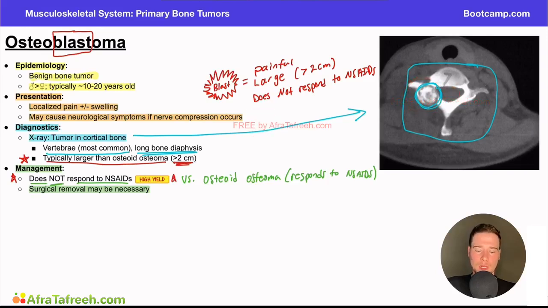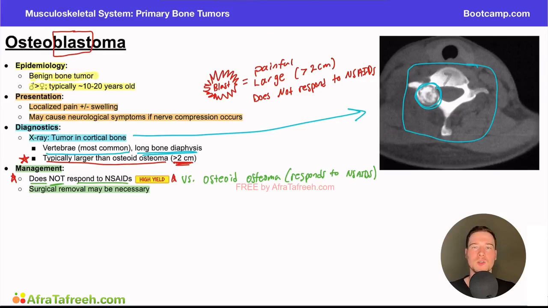When we think about management options here, key point is to differentiate that osteoblastoma does not respond to anti-inflammatories versus an osteoid osteoma, which does respond to anti-inflammatories. A memory aid I like to use is to remember the word blast and blastoma. It's painful, which we talked about here. It's large, a blast. I think about being large. We talked about that here. And it does not respond to NSAIDs. I think about it being a big, painful blast that is not easily treated with anti-inflammatories. So that's how I kind of keep this tumor straight in my mind.